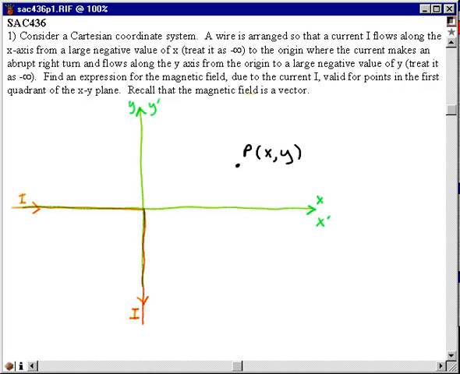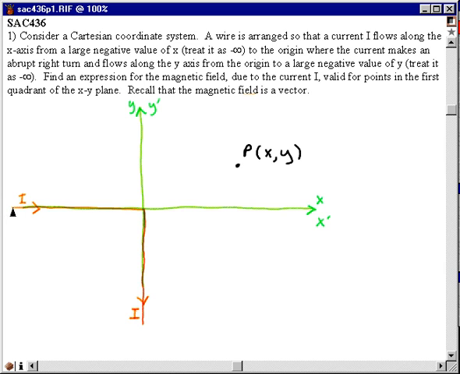Hi, I'm going to break up sac436, problem number one, into two parts. We're asked to find the magnetic field at a point P I've indicated on this diagram due to a current that comes in along the negative x prime axis and goes out along the negative y prime axis, or you could call it the x axis and the y axis. And it breaks up rather naturally into two parts.